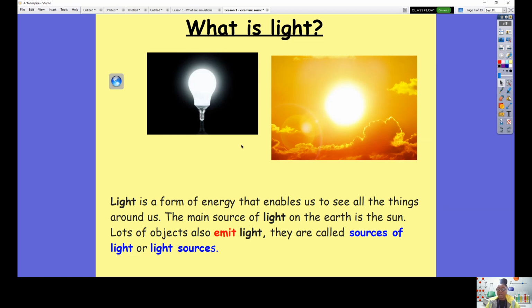That is the main source of light. The sun is so important because it's used to brighten up people's days around the world. All around the world, it emits light. Lots of objects also emit light. Remember, emit was one of our key words. They give out light. And any object that emits light is called a source of light or light source.